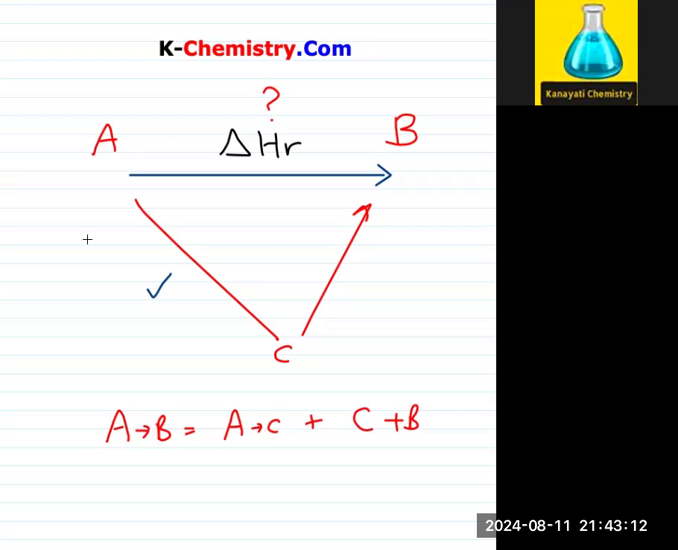So it's in the opposite direction. So you have to reverse it, and then add it to this one. This is not reversed because the formation of B is already in the correct direction. What do you mean by correct direction?